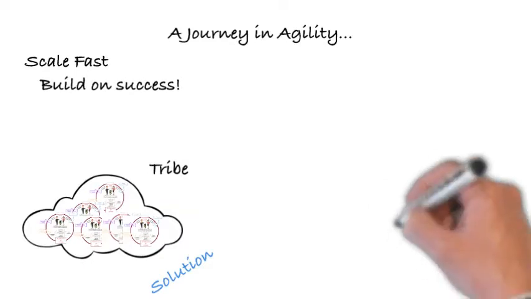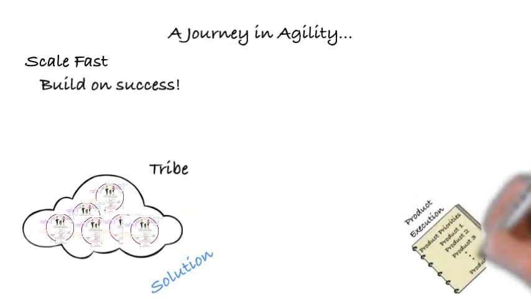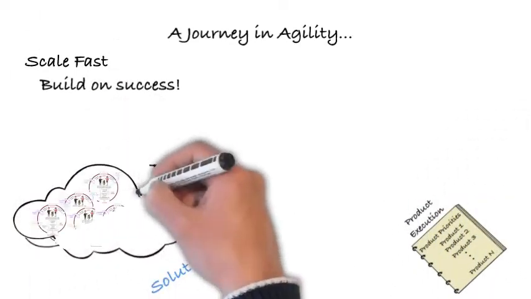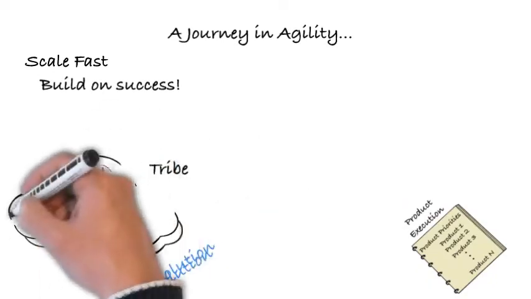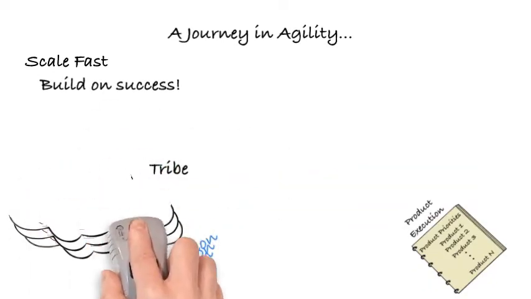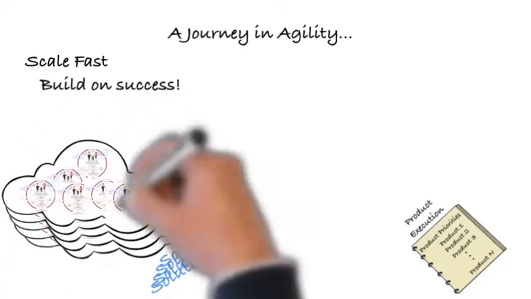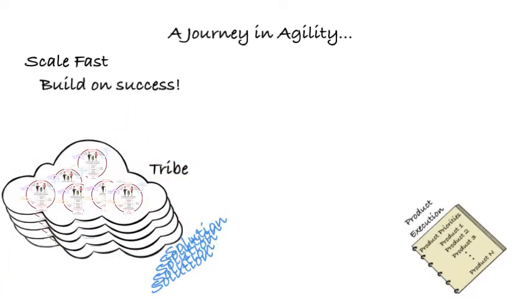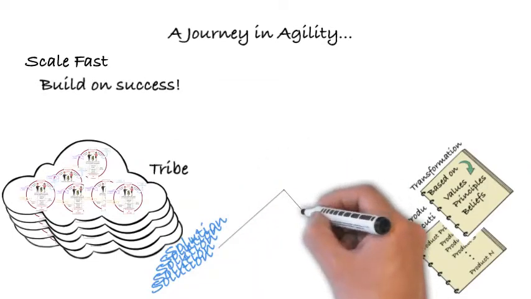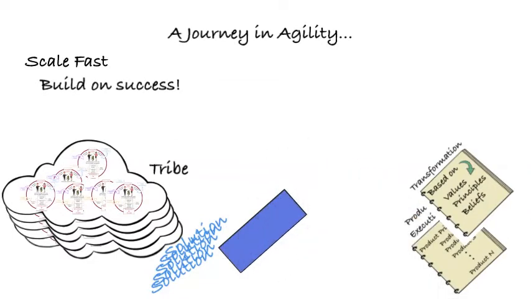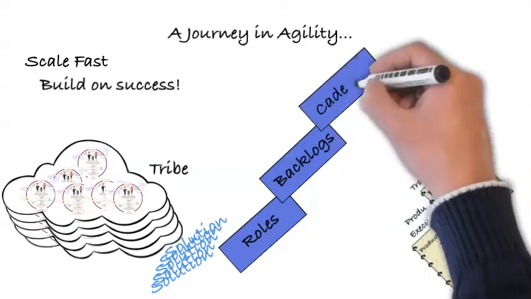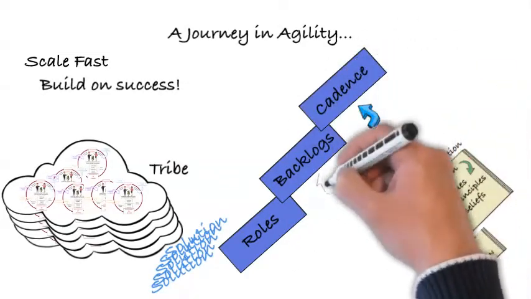We can now take the knowledge that we've gained in creating the Product Execution Guide and create more tribes. These tribes will combine together to create even more solutions for the organization. We can repeat this process to create tribes across the entire organization. We can now leverage the Transformation Guide to ensure that we have the roles, the backlogs, and the cadence in place. All of these are critical for scaling.